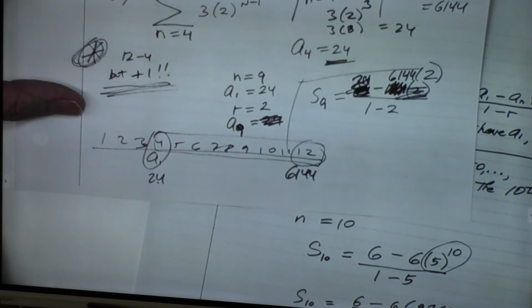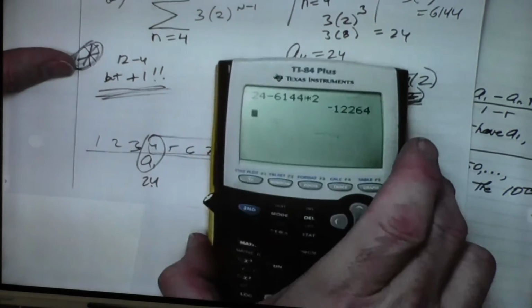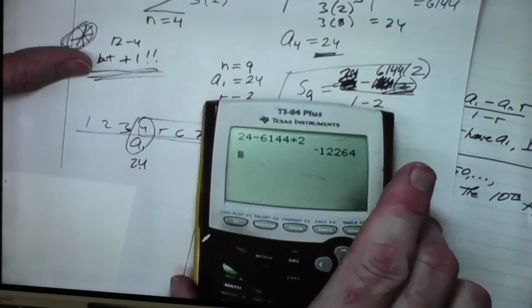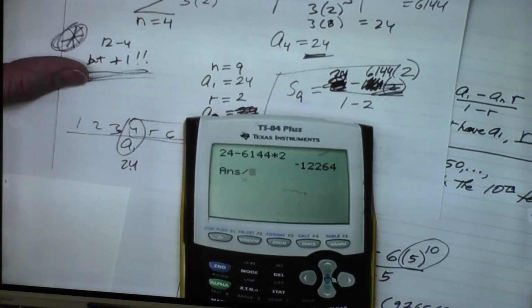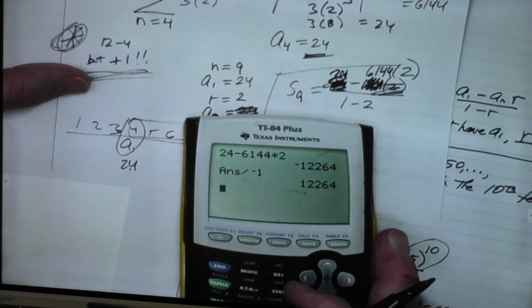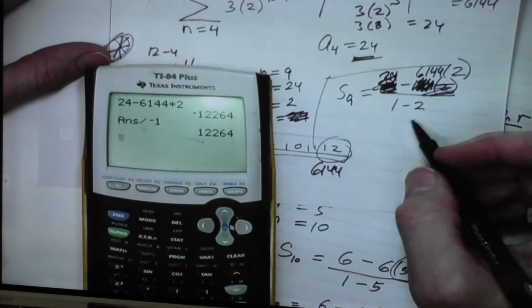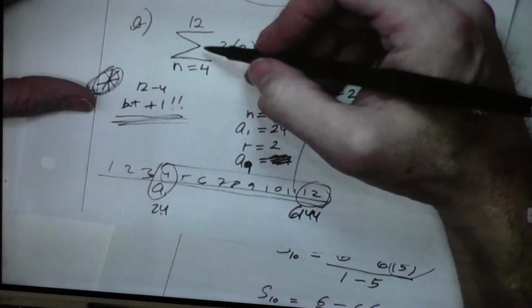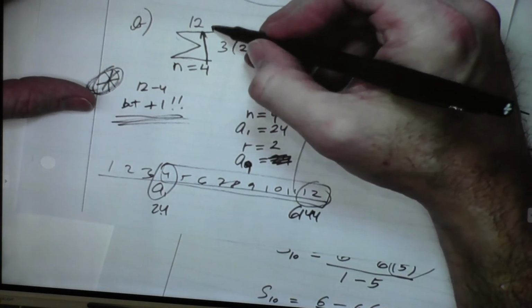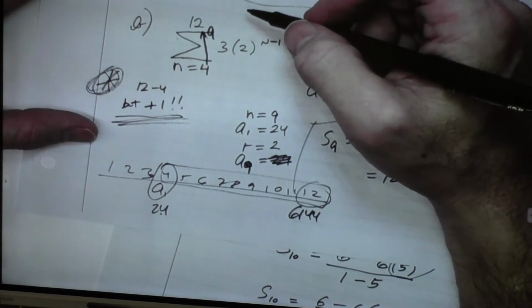So let's do 24 minus 6144 times the 2. So I get a nice big negative number, and then 1 minus 2 is negative 1, so I can divide by negative 1, and the amount is 12,264.